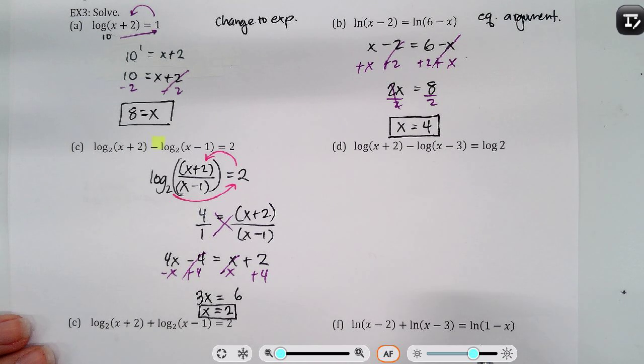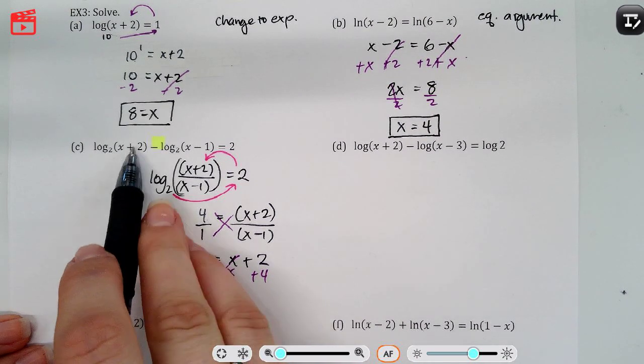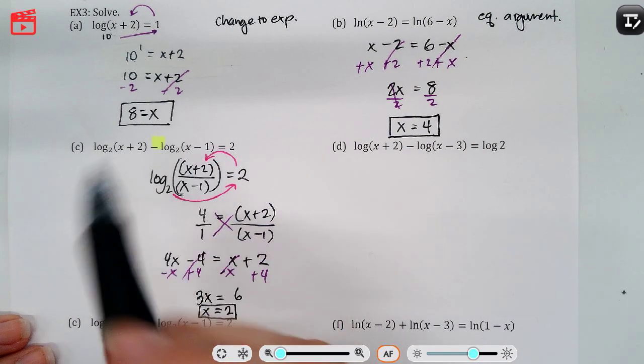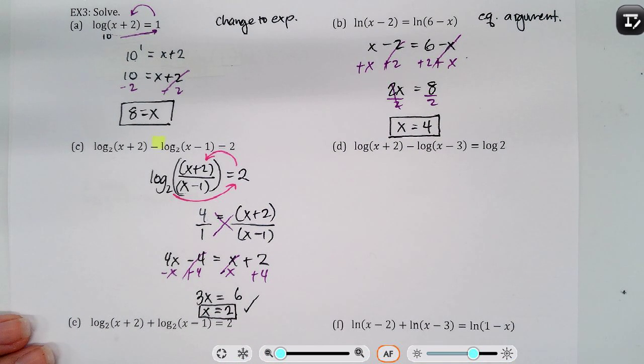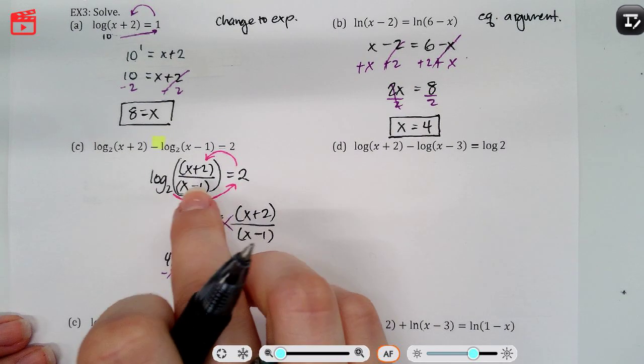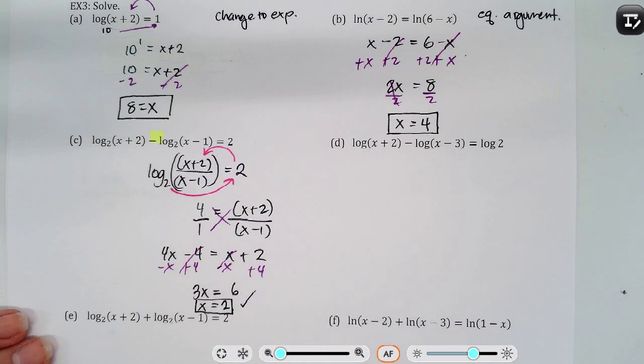Ooh, I balked it before I checked. Let's see. 2 plus 2, positive. 2 minus 1, still positive. Okay, I didn't jump the gun that bad. That 2 works. Okay, so this was our tactic. We changed it into exponential form. The reason I chose that is because I had that lone number hanging out by itself.